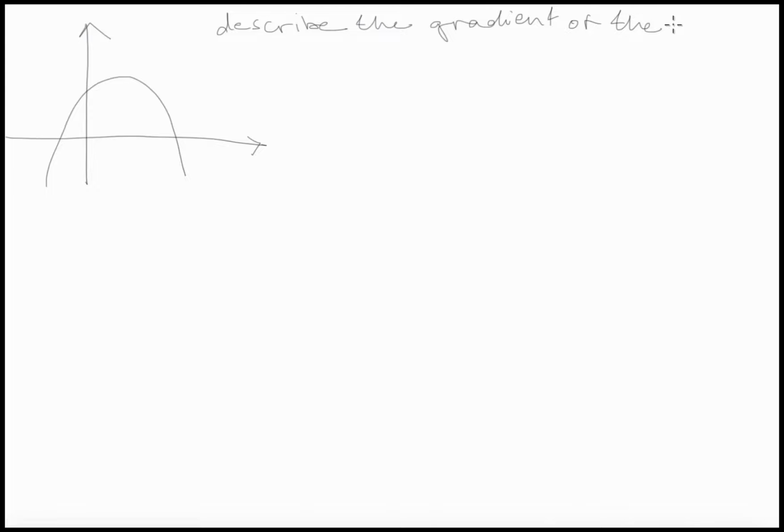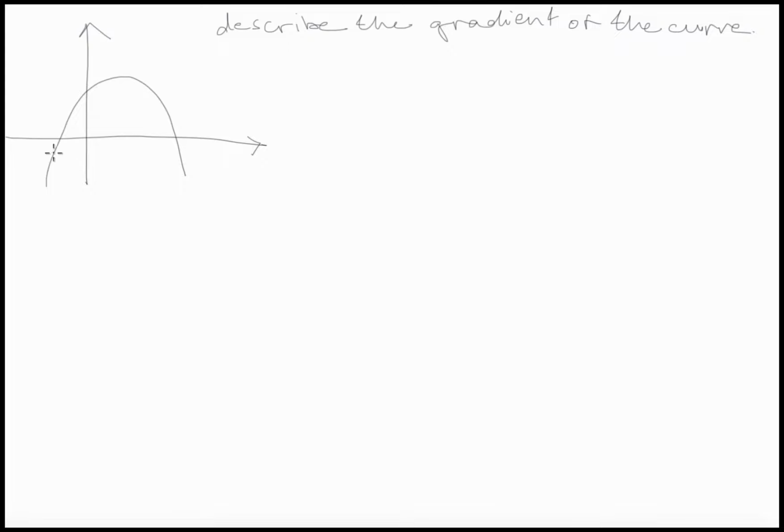So now let's have a look at an example. Let's say we have a graph that looks like this, and our aim is to describe the gradient of this curve. Okay, so what do we do now? We have a curve and we want to describe its gradient.